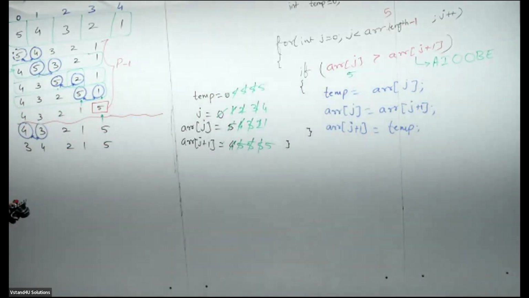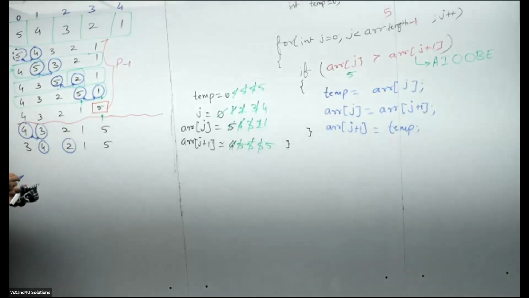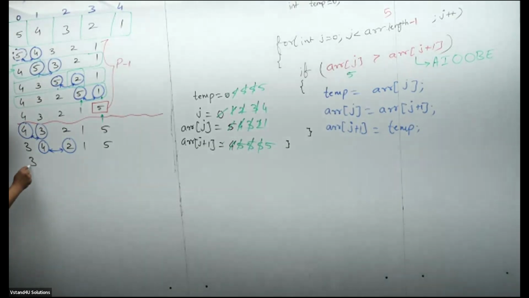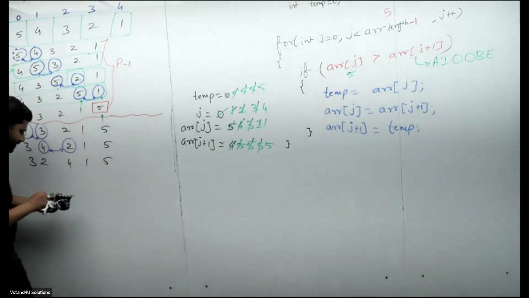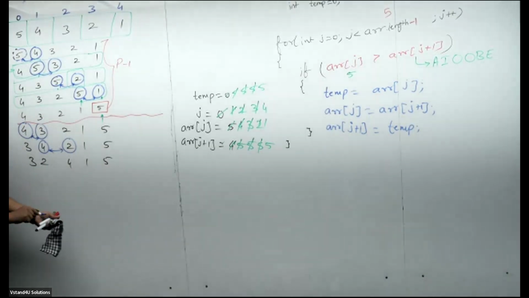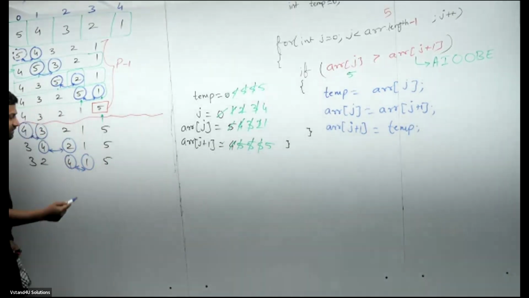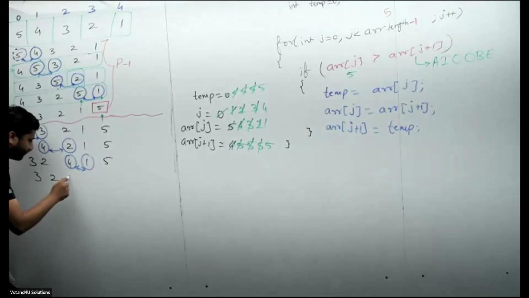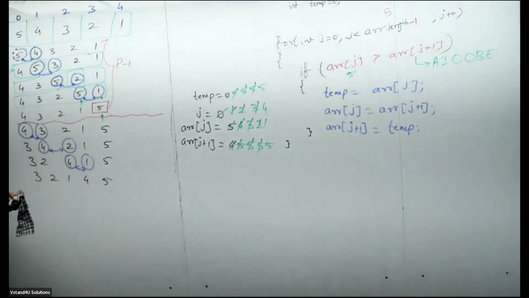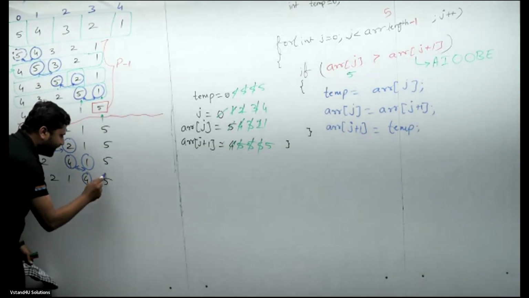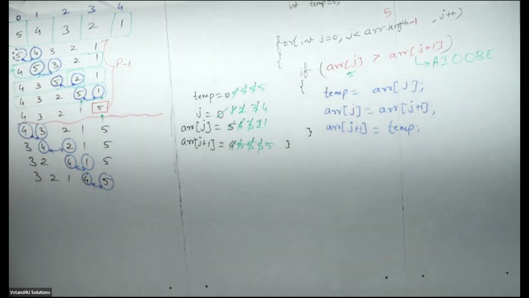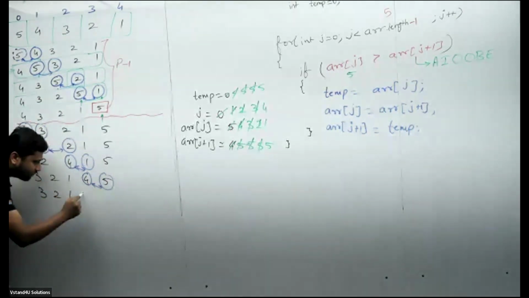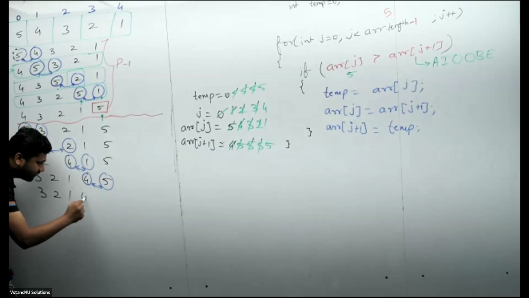Once again, now we will do the comparison between 4 and 2. In that case, swapping required. After swapping, values will become 3, 2, 4, 1, 5. Now comparison will happen between 4 and 1. In this case, swapping required. Now values 3, 2, 1, 4, 5. After this, 4 and 5 need to be compared. Swapping not required.